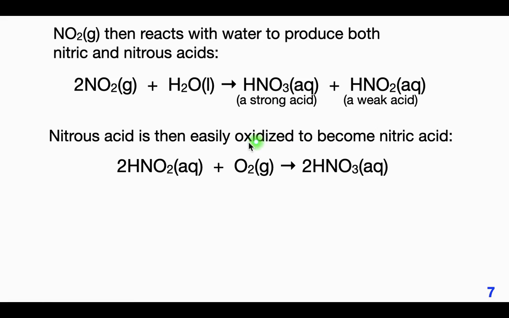The term oxidized, you'll be more familiar with that term next month when we get to our unit on oxidation reduction.